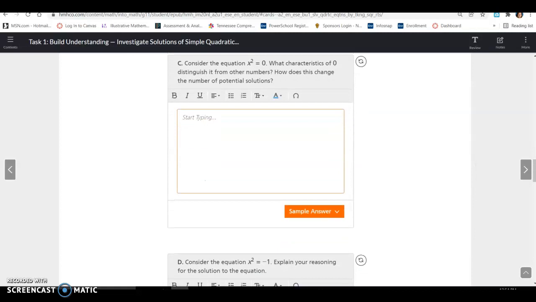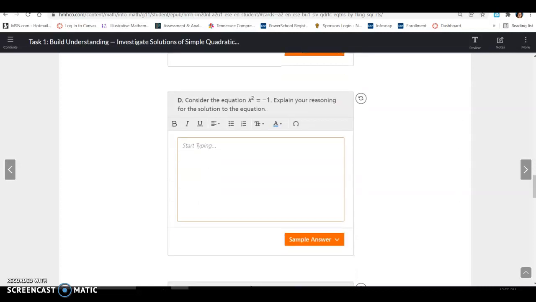Consider the equation x squared equals 0. What characteristics of 0 distinguish it from other numbers? Again, it's not positive or negative, it's just 0. So it means there's only one possible solution.